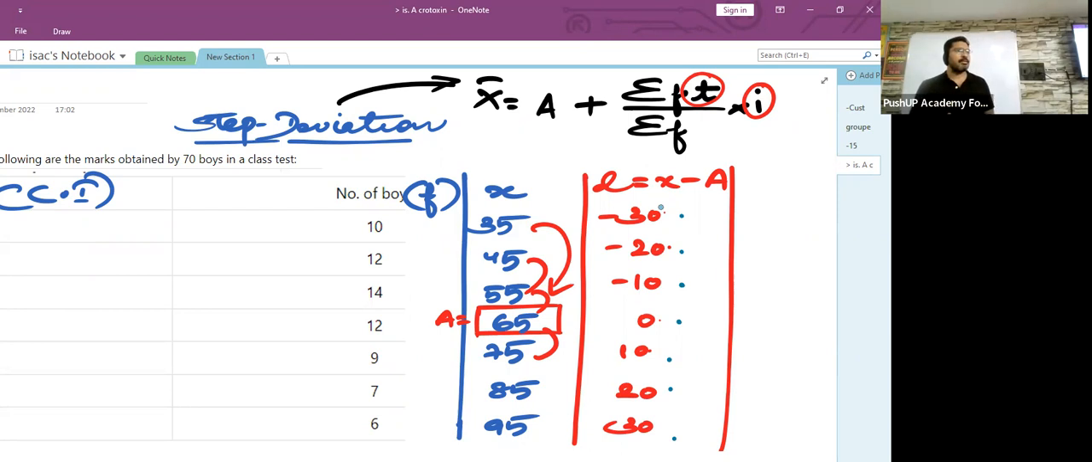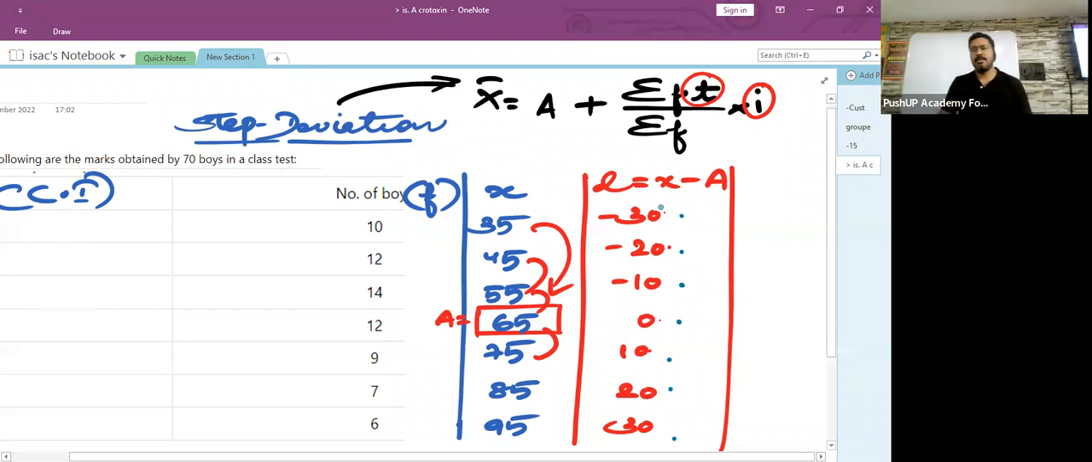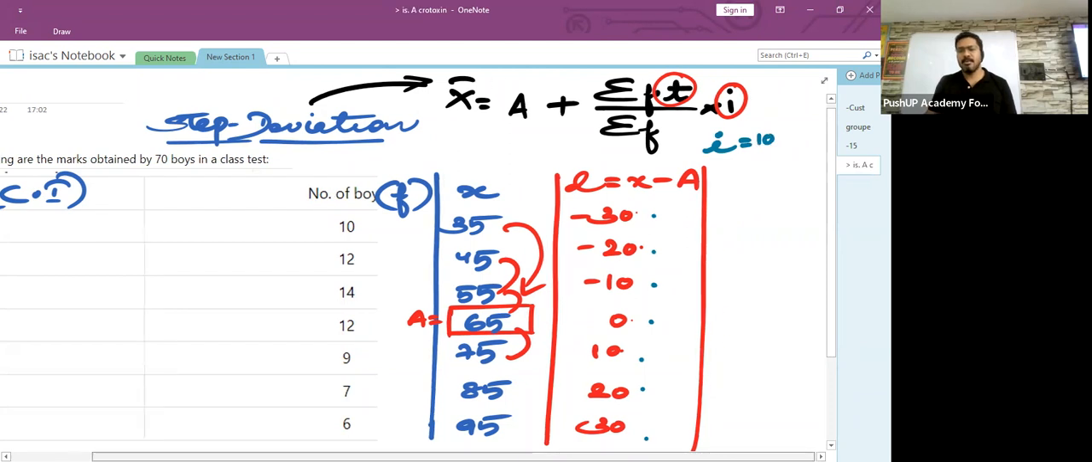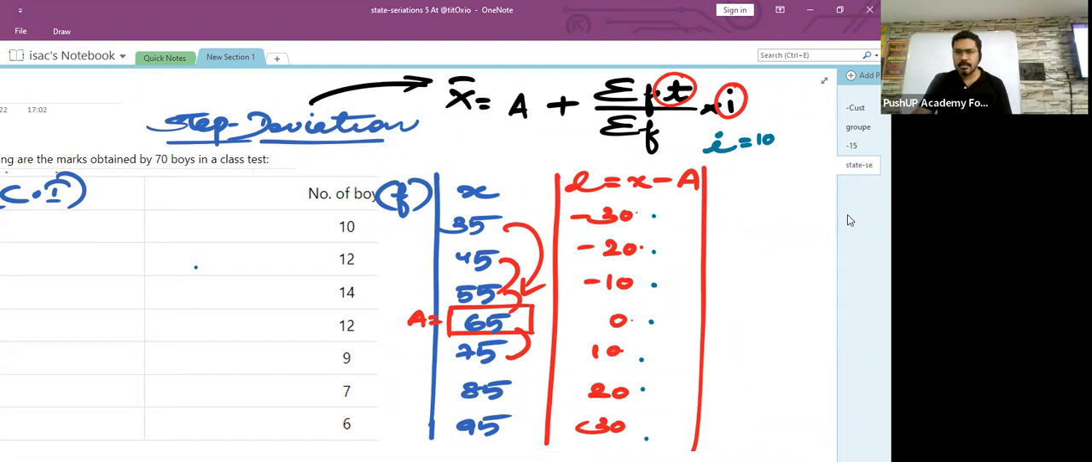Hussein, was it a bouncer or you understood? Understood. Okay. So children, I am going to take the value of I as 10. Please write it down. I is equal to 10.